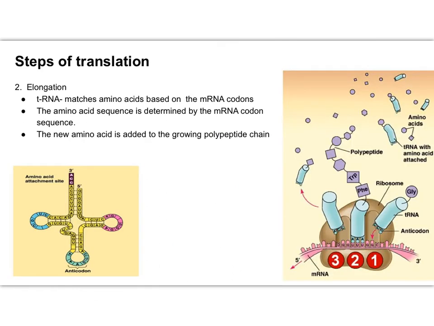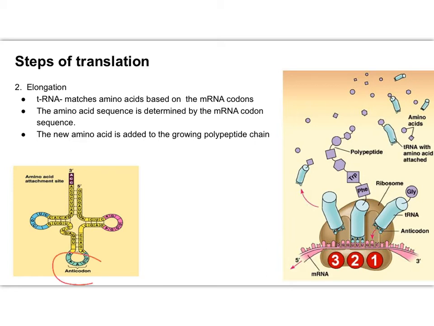So these codons are what are going to dictate which amino acids are attached. And so this is going to be our process here of elongation. The tRNA, or the transfer RNA, remember tRNA is transfer RNA, is going to match the amino acids based upon those messenger RNA codons. So what will happen with the tRNA? So here's our tRNA in this picture down here on the left.